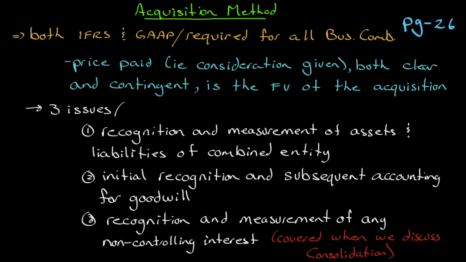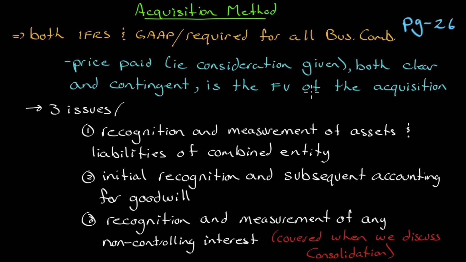So both IFRS and GAAP require the acquisition method for all business combinations. And the price paid, which is referred to as the consideration given, both clear and contingent. What this means is, let's say that I pay $100 million for a business, plus some other amount contingent upon some other event happening. That's the price paid. Both clear and contingent is the fair value of the acquisition.